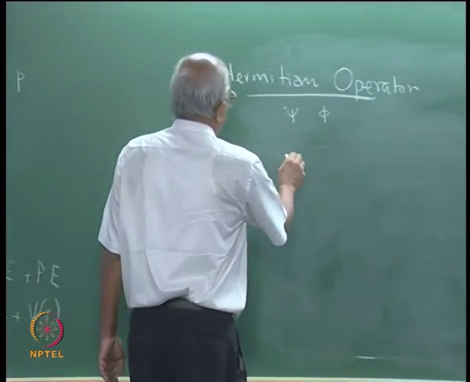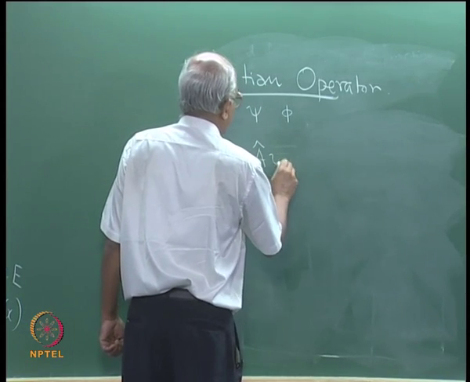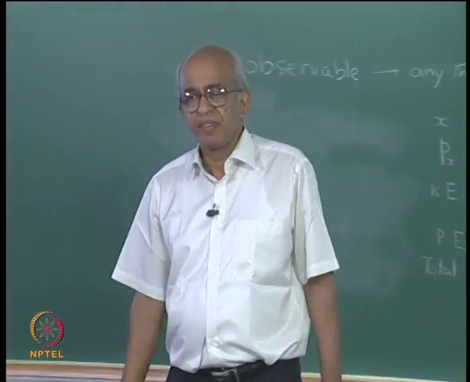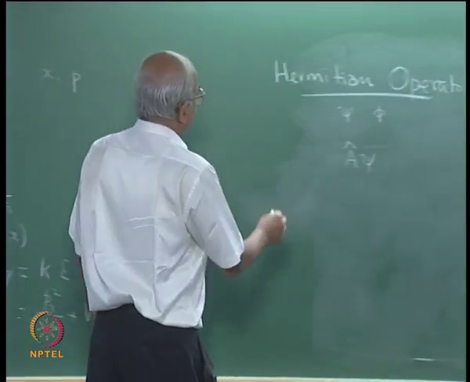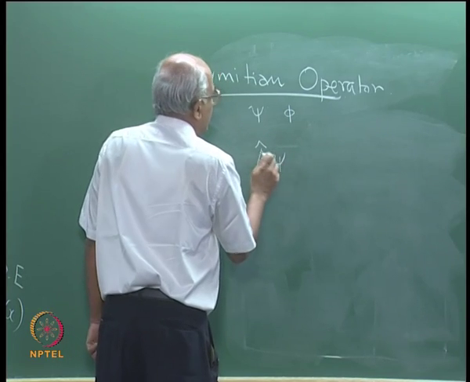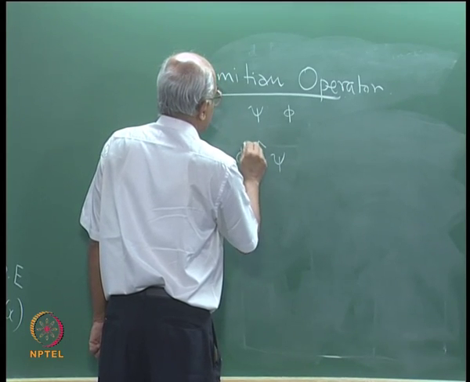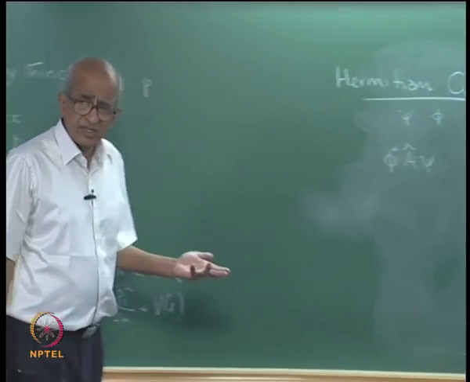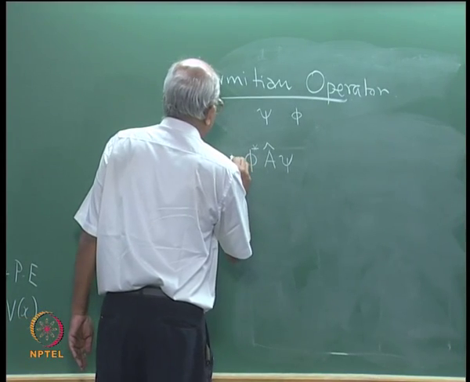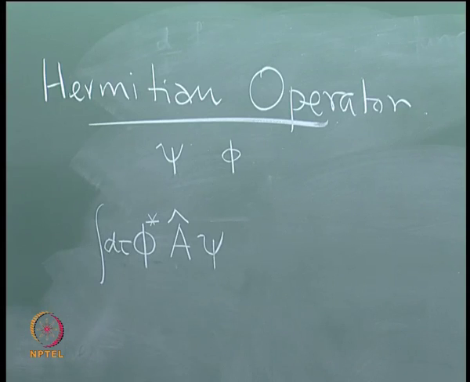Now, suppose I allow an operator A to operate upon the wave function psi, or the state function psi. This of course gives a new function. If you allow A to operate upon psi, the answer is a new function. I am going to multiply the result by the complex conjugate of phi. What is the result? It will be something new. And I will also multiply the whole thing by the volume element d tau and integrate over the entire space.